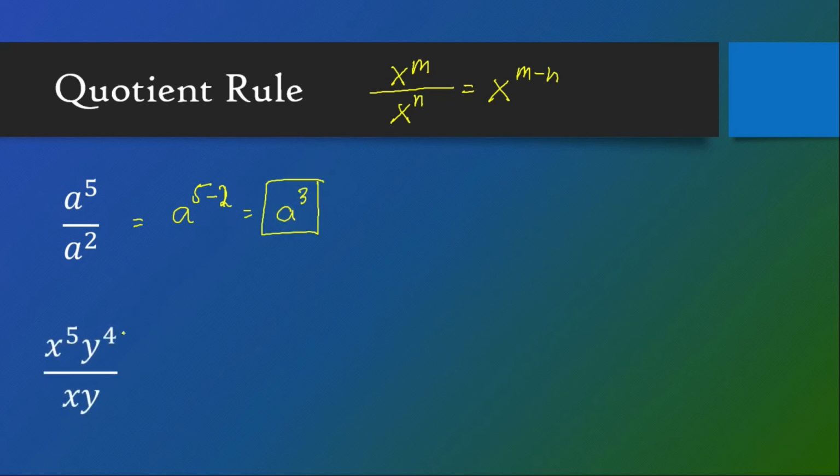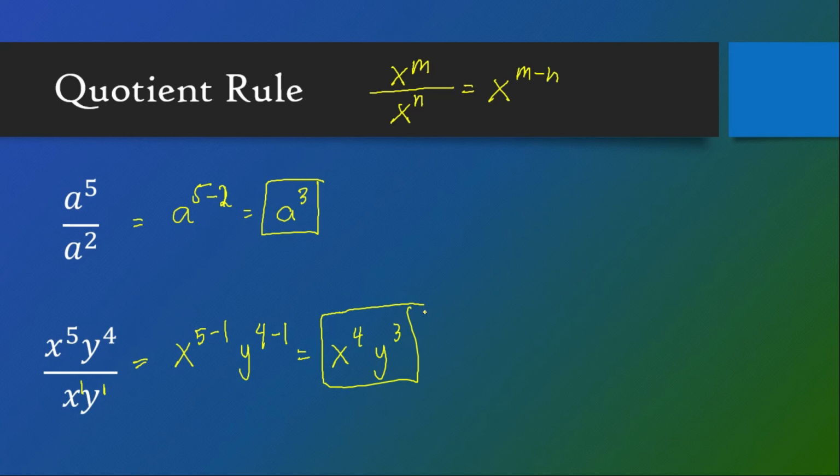Another one, we have x raised to 5, y raised to 4 over xy. Yung x muna tayo. Kaya magiging x raised to 5 minus 1, kasi 1 to, di ba? Yung y din natin na-raise sa 1, and y raised to 4 minus 1 equals x raised to 4, y raised to 3. Ito na yung final answer natin.